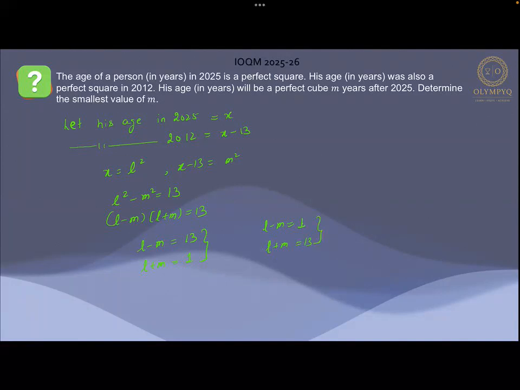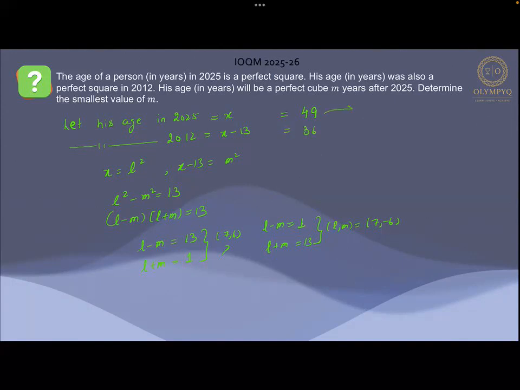This is another case. So from here, I can see that the ordered pairs for L and m come out to be 7, comma minus 6 in the first case, and 7, comma 6 in the second. So I got the ordered pairs for L and m. If I'm getting these values, then I can get the present age of that man. So x is equal to L square, so the age will be equal to 49. And in 2012, the age will be equal to 36. So both the things are perfect squares.